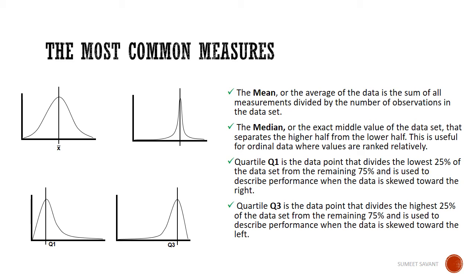The quartile Q1 is the data point that divides the lowest 25% of the data set from the remaining 75%, and it is used to describe performance when the data is skewed towards the right.